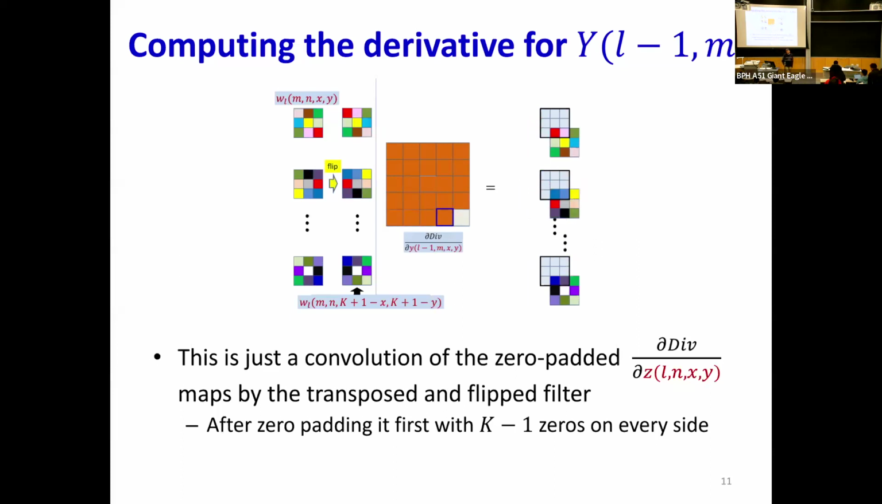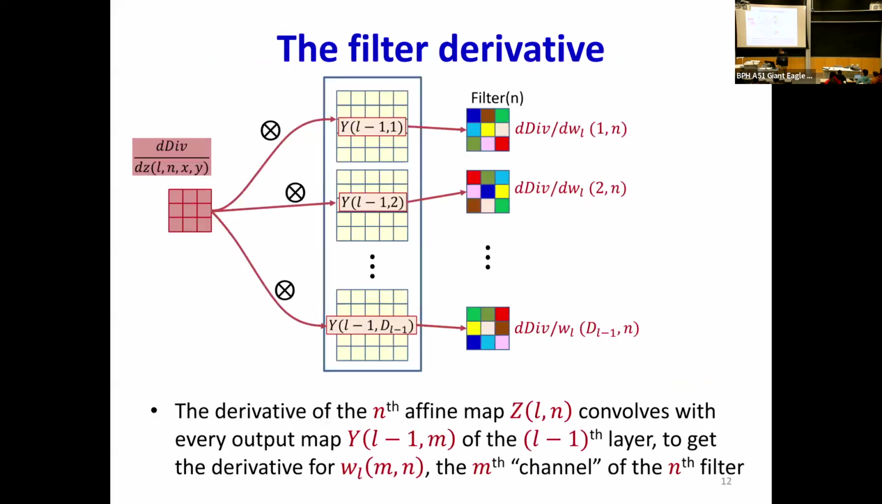To compute the derivative for any given input channel to the layer, we pulled out the corresponding channels of all of the filters and transposed them, which was to flip them left to right, top to bottom. Then we zero padded all of the output channels, or the derivative maps for all of the output channels, and then convolved them with the transposed filter. And that gave us the derivative map for the input channel. This we saw.